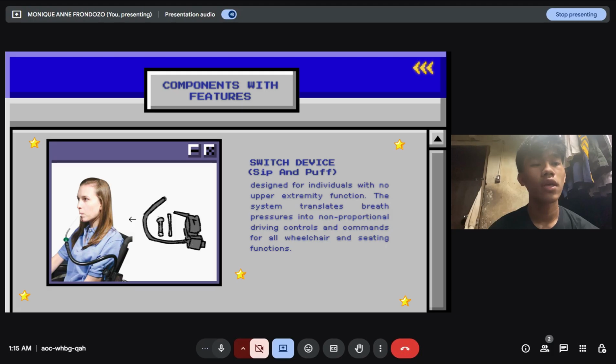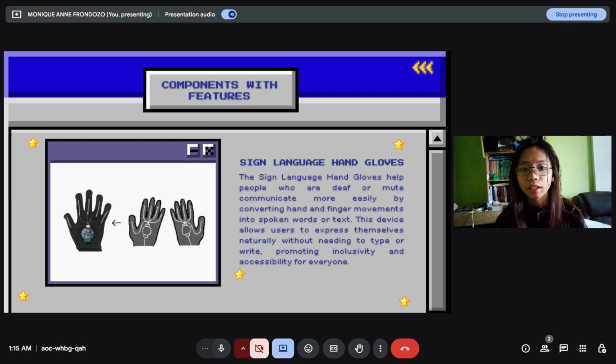Ang ganitong uri ng teknolohiya ay karaniwang ginagamit ng mga taong may cerebral palsy, spinal cord injury, or ALS na nagbibigay ito ng mas malayang paraan upang makihalubilo at makipag-ugnayan sa mundo sa kabila ng kanilang pisikal na pangangatawan o limitasyon. The sign language hand gloves help people who are deaf or mute to communicate more easily.